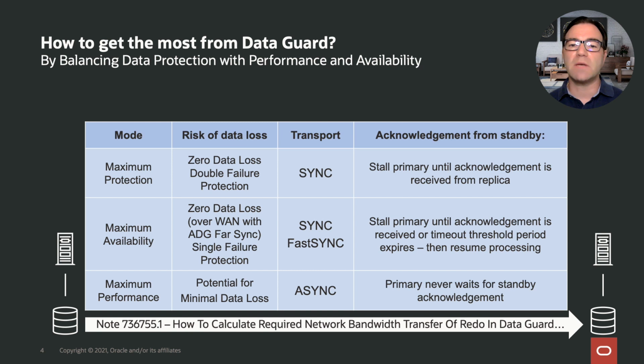However, if your environment requires more protection, for example, for double failure protection, then maximum protection is the mode for you. It still uses a synchronous transport mechanism, very similar to what maximum availability would do. But in case of maximum protection, the primary will wait for the standby to acknowledge the data has been received. If the standby never sends out that acknowledgement, the primary will stall, potentially even not letting production workload continue.